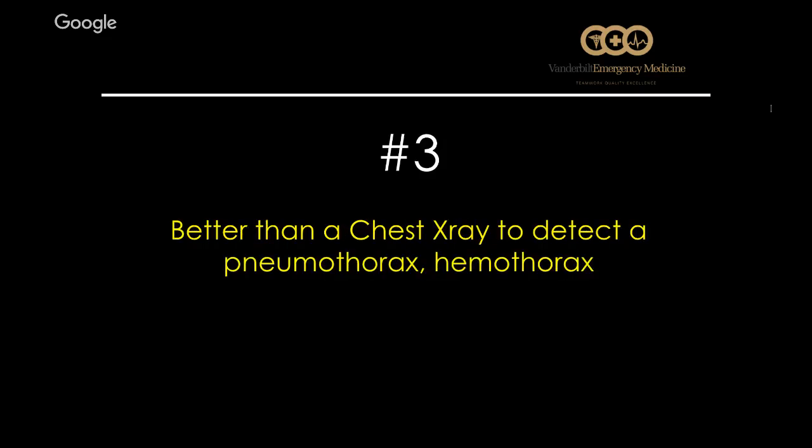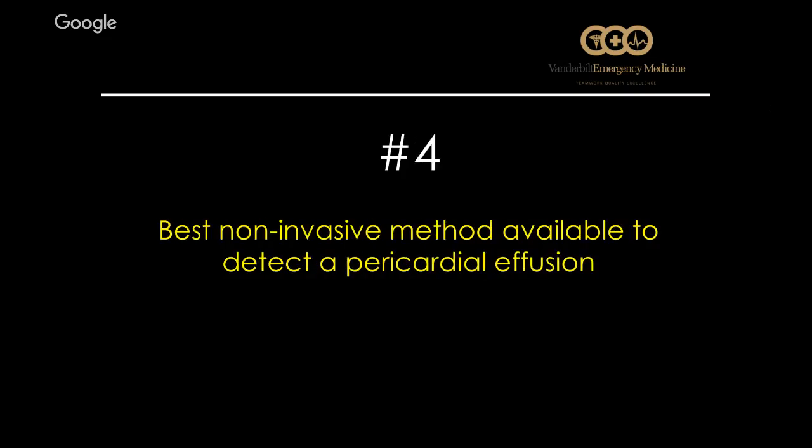So ultrasound is 93% sensitive to detect a pneumothorax, and it's very sensitive for a hemothorax as well, which is much better than a chest x-ray. Next slide. And ultrasound is the gold standard for pericardial effusions. All right, let's get into it.